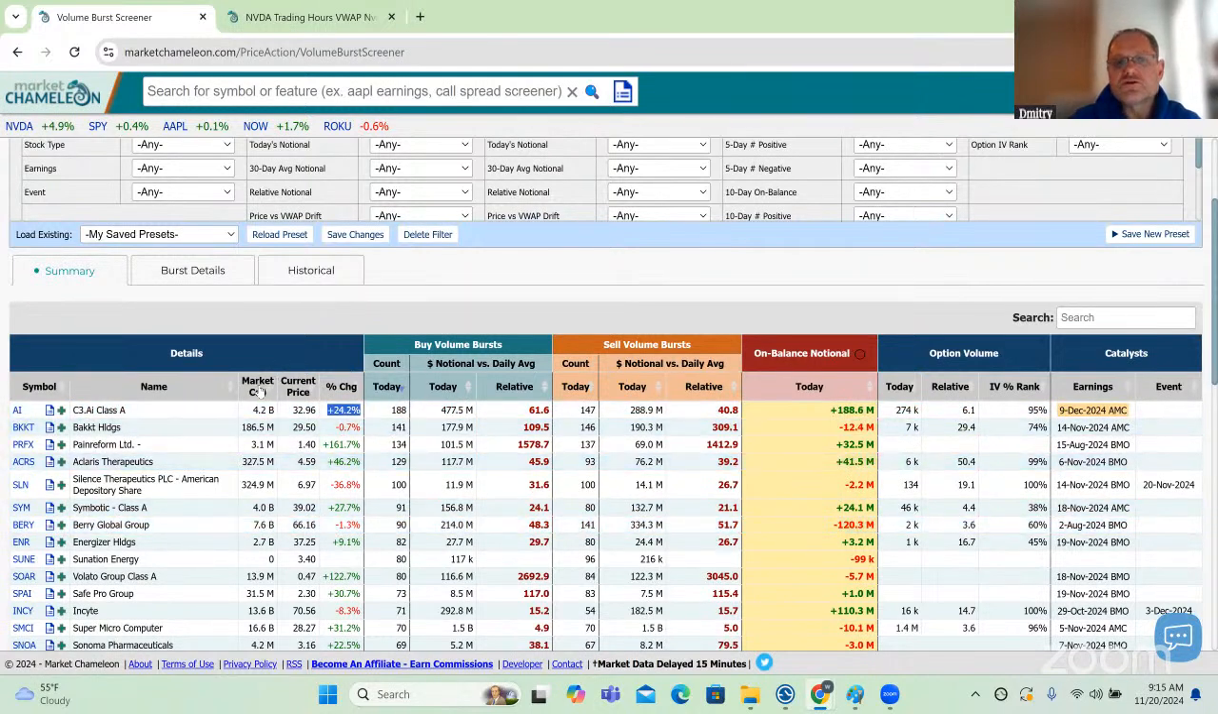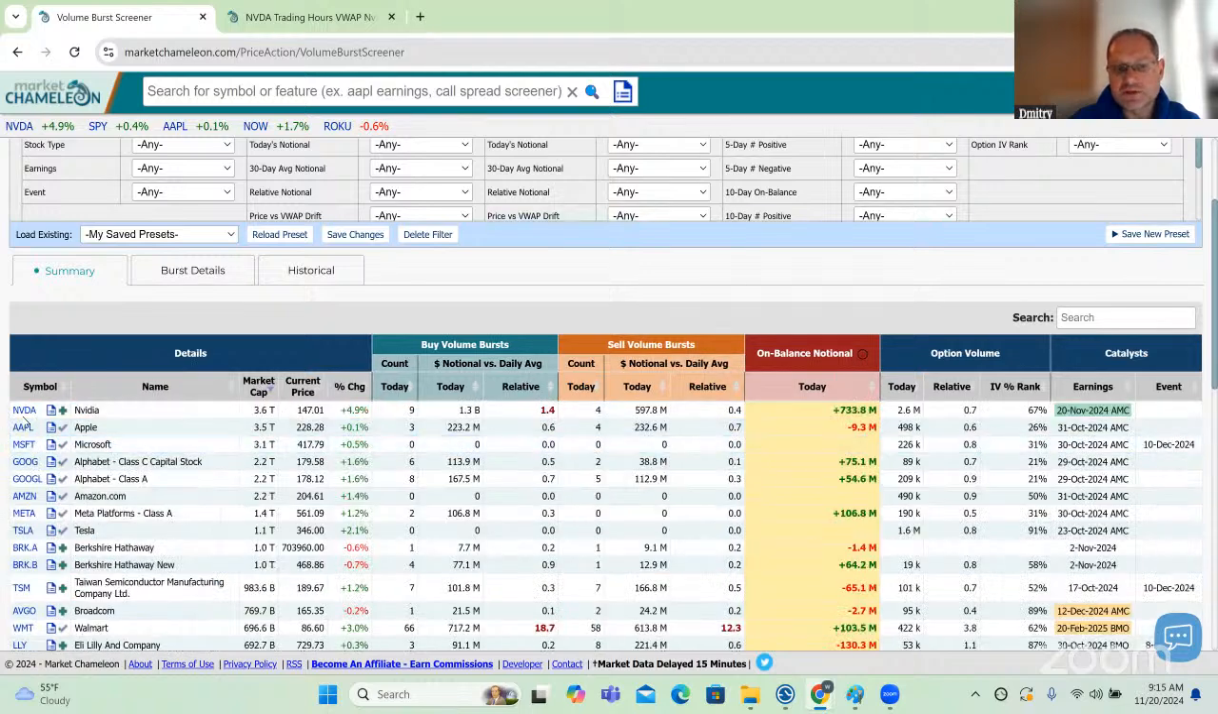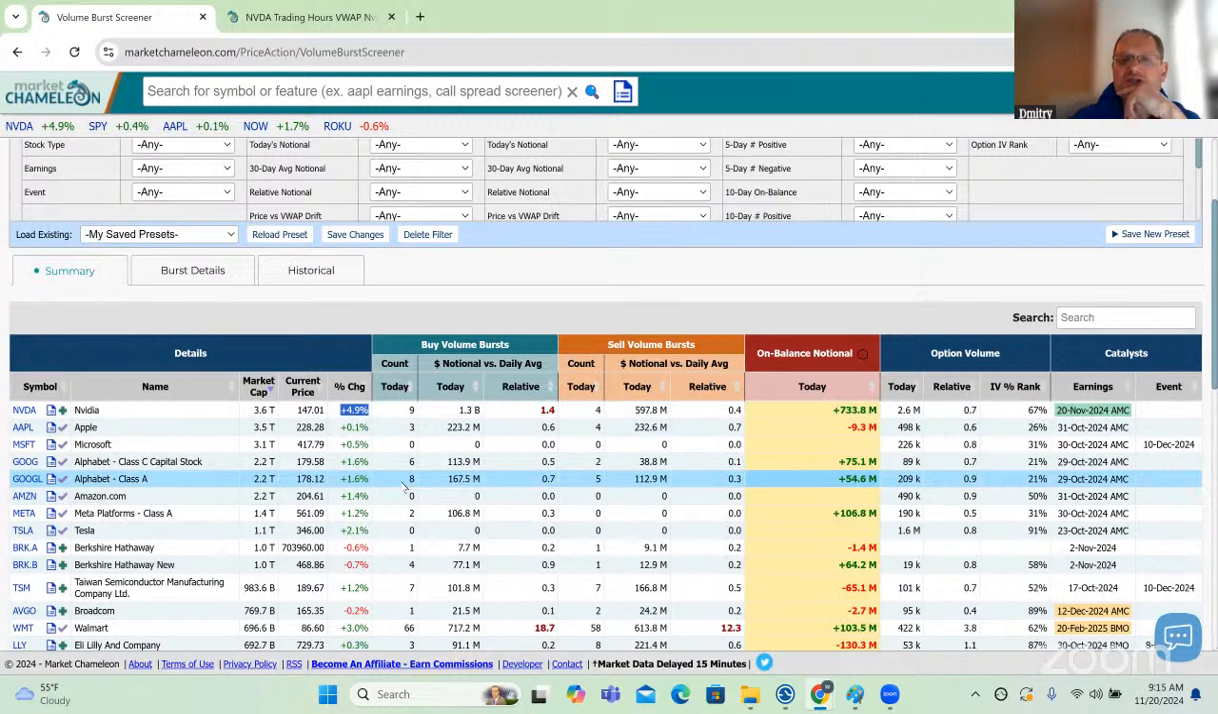So I'm going to sort these by market cap. If you click on this column, this will sort by market cap, lows to highs. Let's go highs to lows. So now we got NVDA up top with 3.6 trillion market cap. This is the stock price, percent change. So let's keep going now.